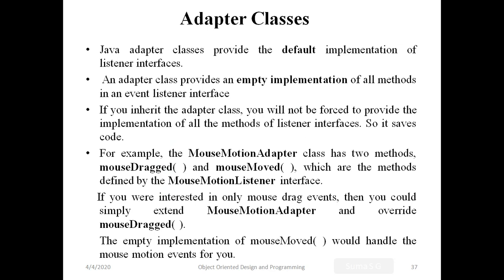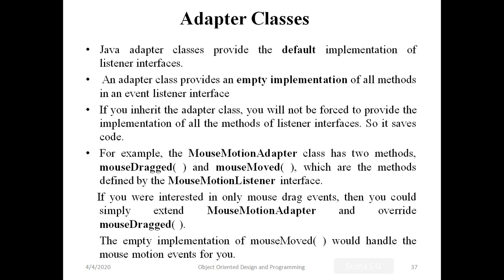Now let's see what an adapter class is. An adapter class provides the default implementation of listener interfaces. Listeners are notified whenever an event occurs. When you implement a listener in your program, if the listener has five methods, then for all five methods you have to give the implementation in your program, right? To avoid this, Java also provides adapter classes. These adapter classes are also in the java.awt.event package. Corresponding to each listener, there is an adapter class.